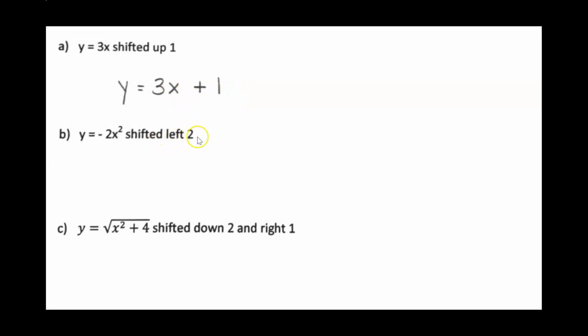If I need to shift to the left 2, that means this 2 needs to go inside with the x. So we have to put in parentheses x plus 2. Remember, left is opposite when I'm going left and right. And then put the square up there. So -2 is still on the outside. Put the plus 2 to make sure it shifts to the left, and then drop the square back up there.